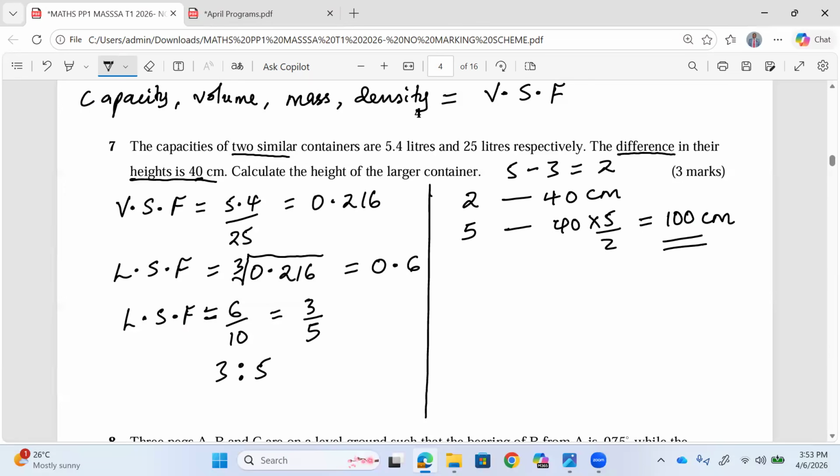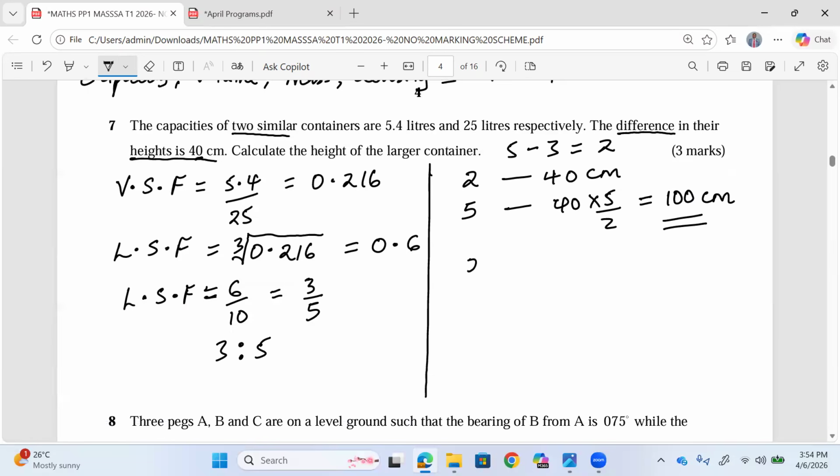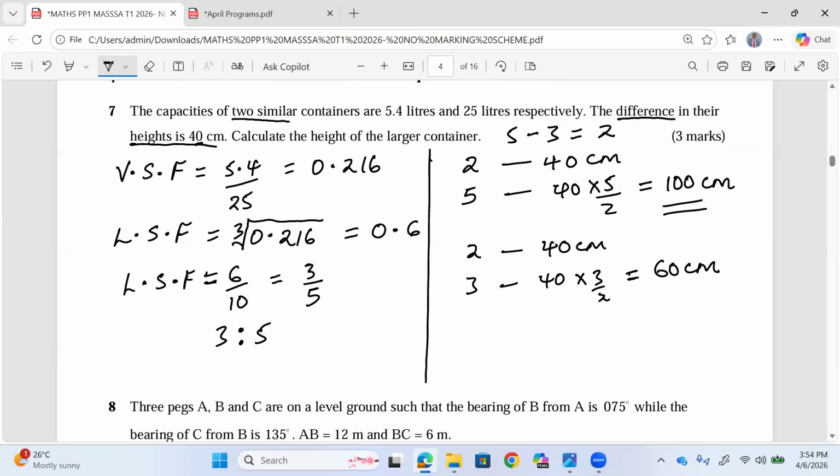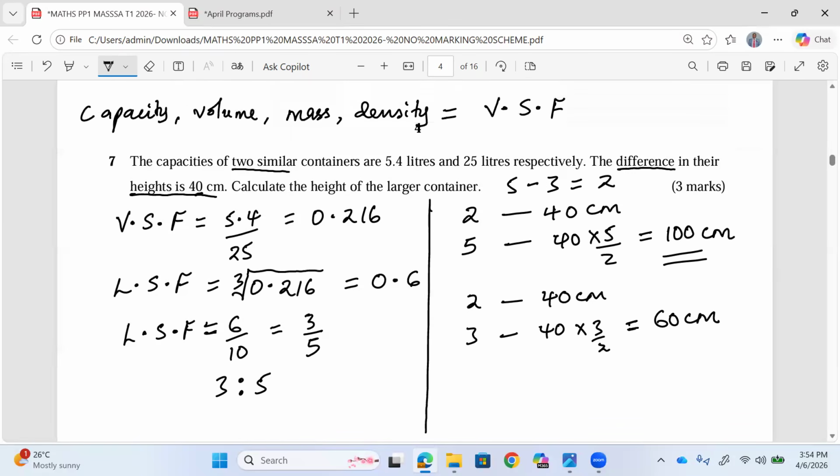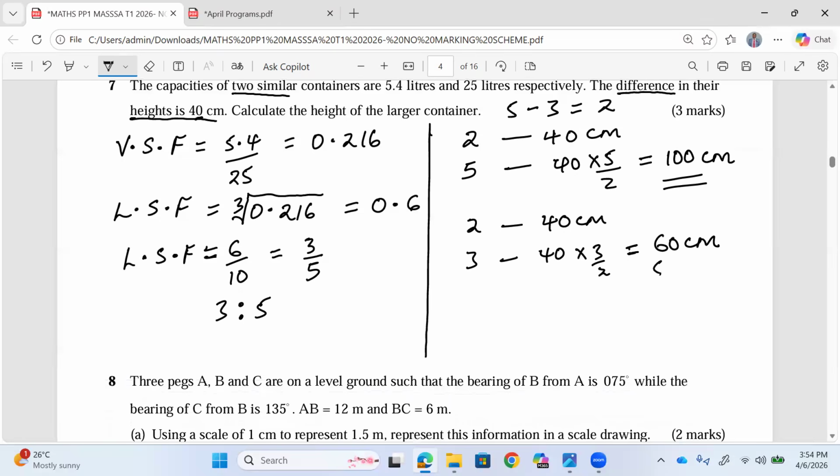You see, if we wanted the height of the smaller, it would have been two proportions difference is 40 centimeters length or height. What about the three proportions for the smaller? So for the smaller, it shall be 40 by 3/2, which is exactly 60 centimeters. This is for the smaller, though it was not the question here. We wanted this one for the larger.